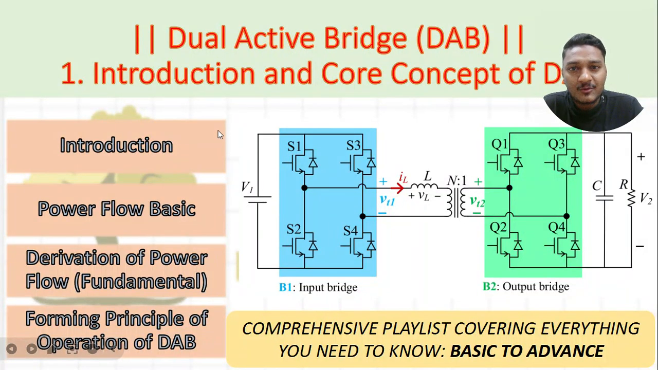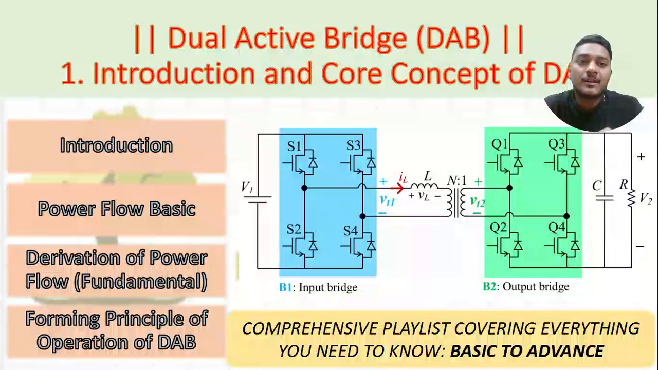What topics are we going to cover in this lecture? We will talk about what a DAB converter is, then power flow basics, like how the power is going to flow from one bridge to another bridge and what the core concept is. Then the derivation of the power flow fundamentals: we will take one particular example, like how the power flows from one part to another part, and from that concept we will form the principle of operation of the DAB converter. So we will understand that because of this, the power is going to flow from one part to another part. All of this we are going to cover.